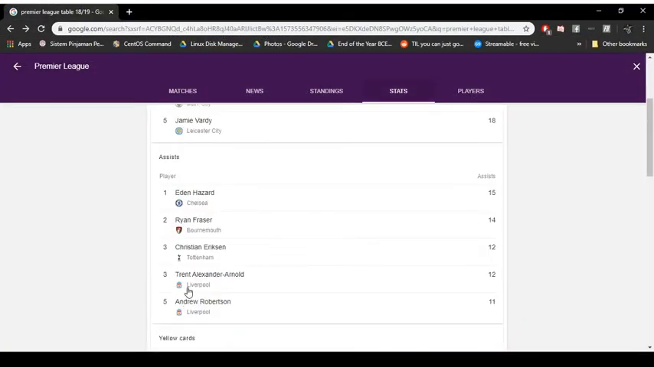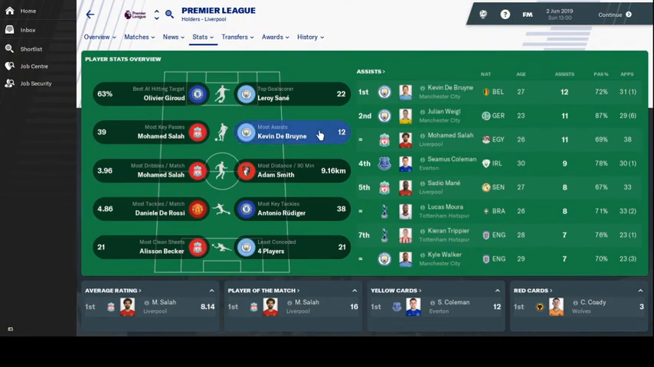In the real life table, we could see that Eden Hazard collected as many as 15 assists, followed by Ryan Fraser with 14, Christian Eriksen with 12, Trent Alexander-Arnold with 12 and Andrew Robertson with 11 assists. In the Football Manager game, the most assists were accumulated by Kevin De Bruyne with 12, followed by Julian Weigl with 11, Mohamed Salah with 11 and Seamus Coleman with 9. There are no similarities with the real life table, but it is interesting to see that the top teams are dominating the assist charts with 12 and 11 respectively.